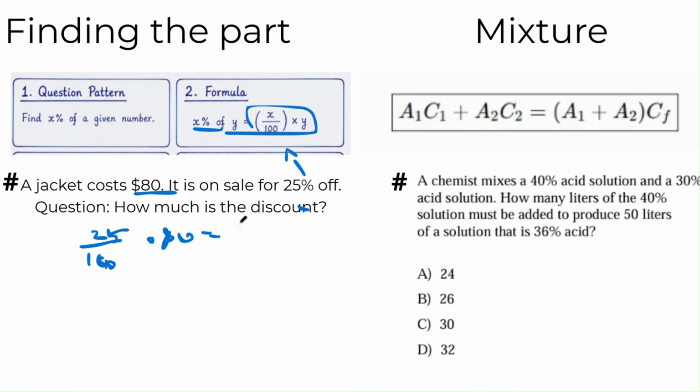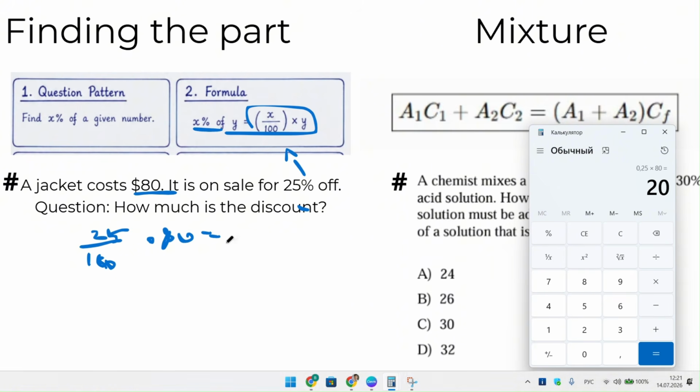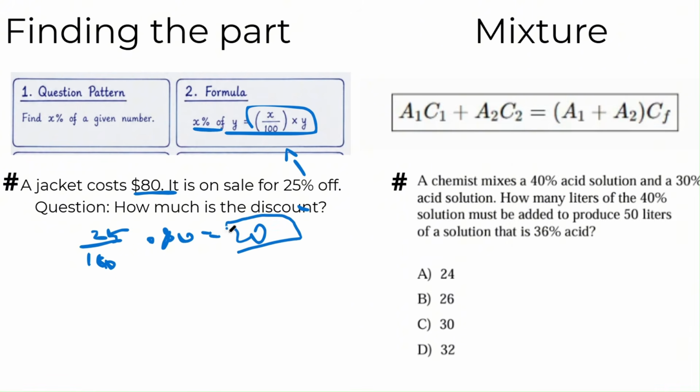If you do so, let me open our calculator for quickness. We've got 20 as an answer. This is the discount. This is how we solve the part type of question. Another thing that we have to know is mixture.